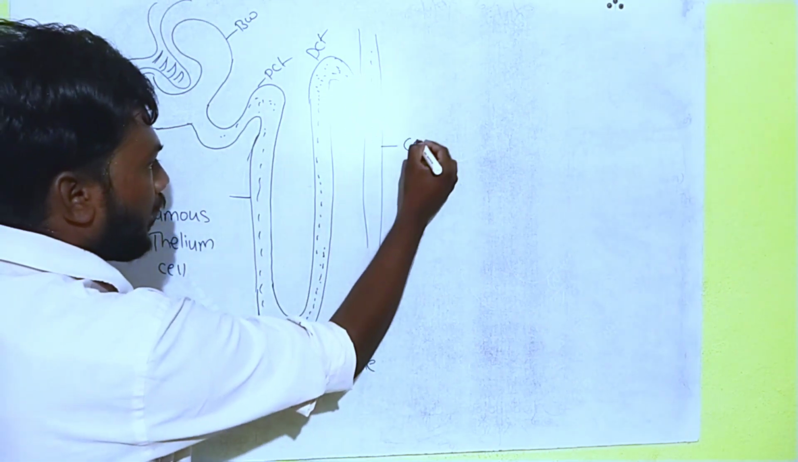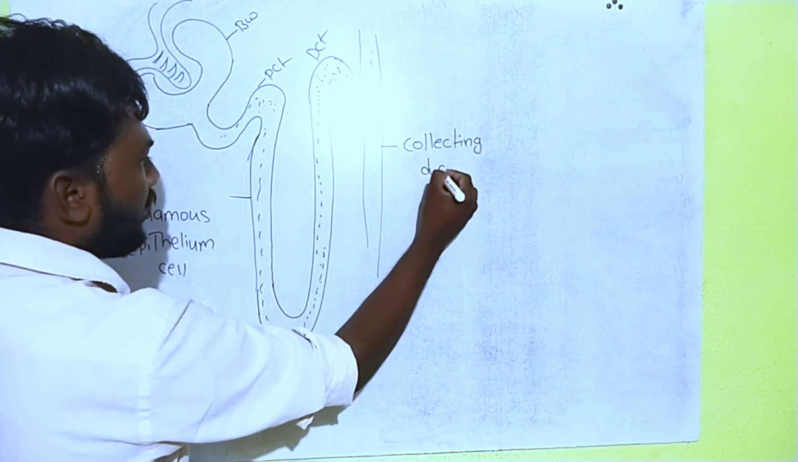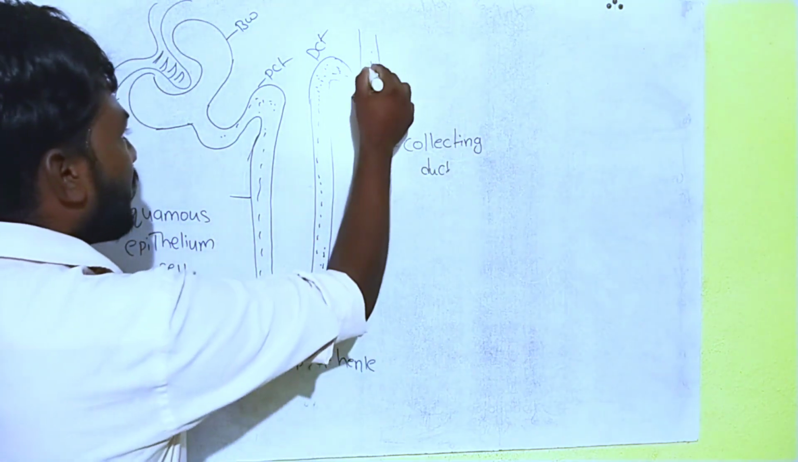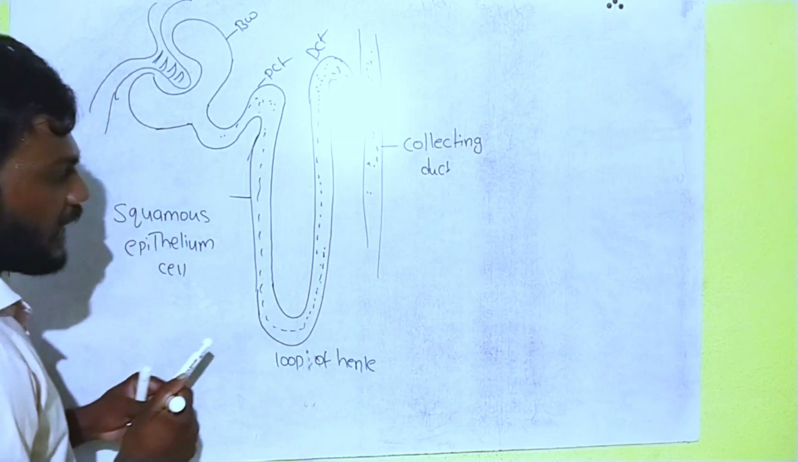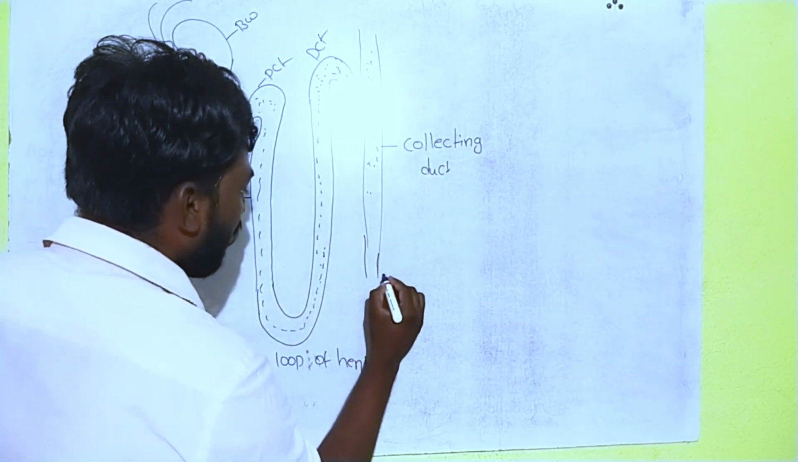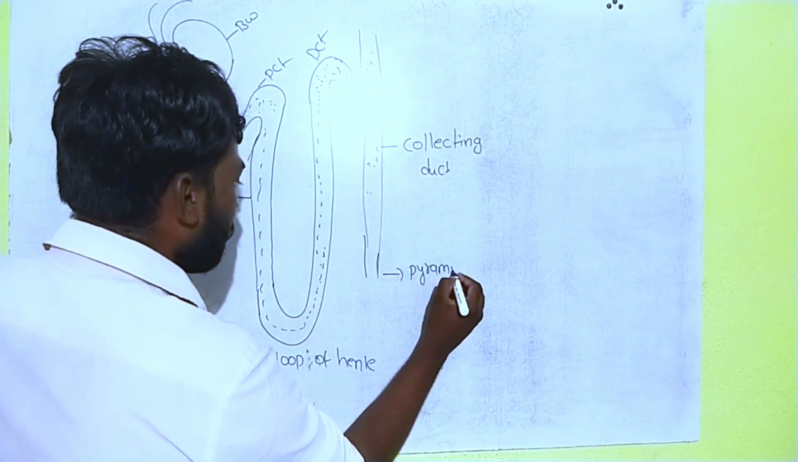This is a collecting duct. Here we call it urine. This collecting duct opens into the pyramid. All of you know well about the pyramid. This collecting duct finally opens into the pyramids.